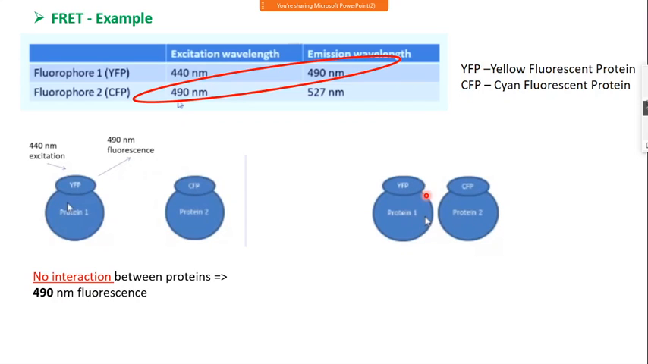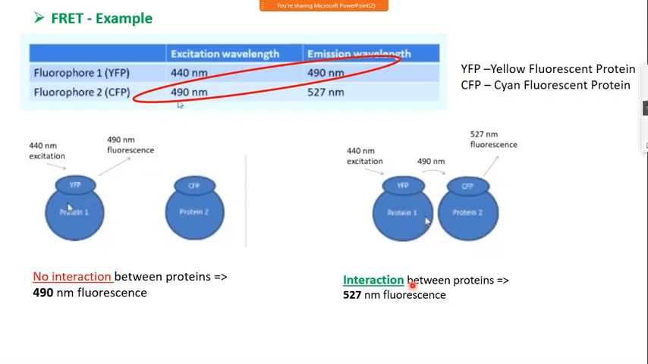Here the proteins are sufficiently close. Then we give light at 40 nanometer excitation. Then 490 nanometer is the fluorescence I already showed here. This is the resonance energy transfer, and we get the fluorescence at 5 to 7 nanometer. It means we can say that there is interaction between the two proteins. That's why we get 4 to 7 nanometer fluorescence wavelength.